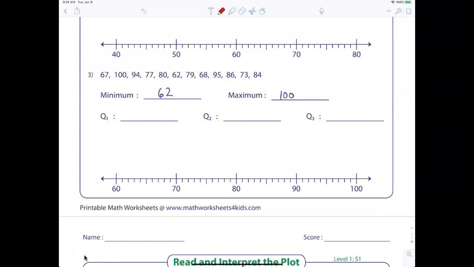Tell me if you got them. 62, 67, 68, 70, 77, 79, 80, 84, 86, 94, 95, 100. Thank you.